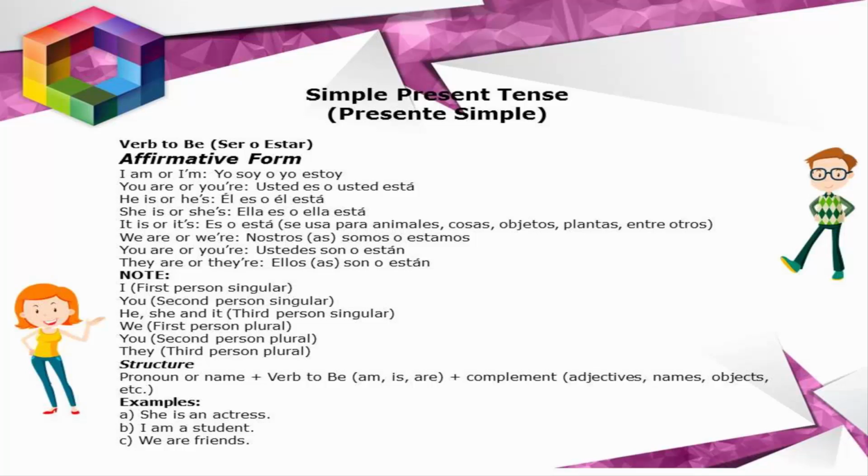I would also explain personal pronouns, explaining what the first person singular, the second person singular, and the third person singular are. And the structure of this affirmative form, that is, pronoun or name plus the verb to be conjugated, that is am, is, are, plus the complement that could be an adjective, names, objects, etc., and some examples.